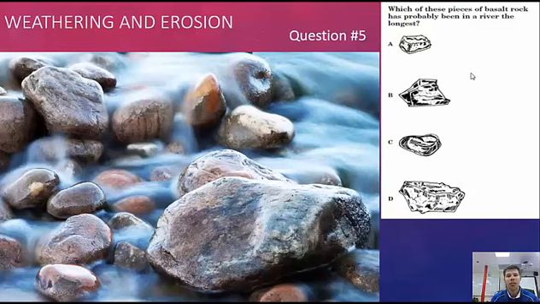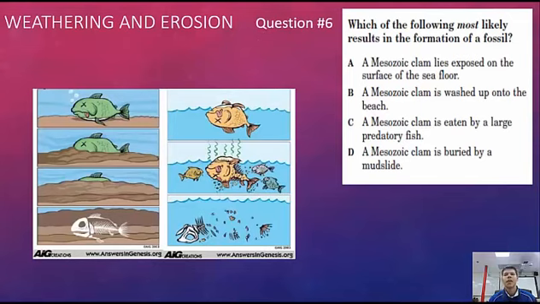So the longer a rock is in a river, the more it's going to be weathered and eroded by the running water and also from the collisions as it rolls through the river and bumps into other rocks. The longer it's in the river, the more polished and smooth it's going to become. So the rock that's probably been in the river the longest, your best guess would be C, the smoothest one. So C.